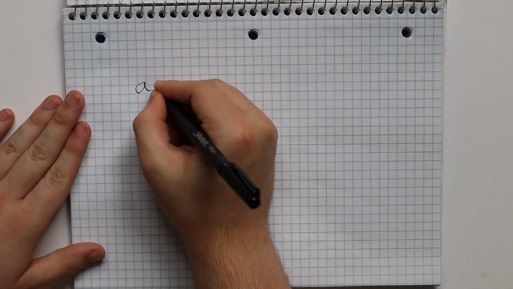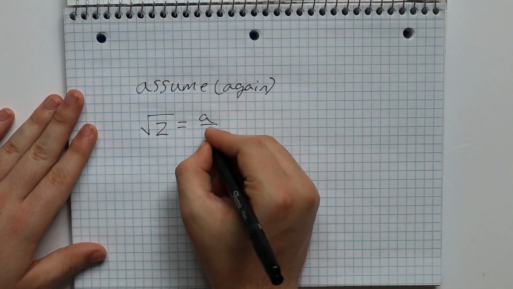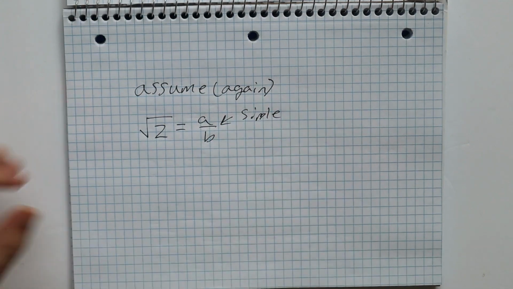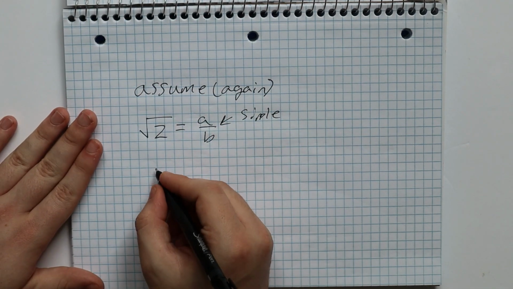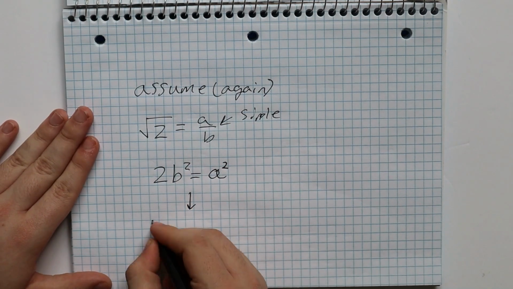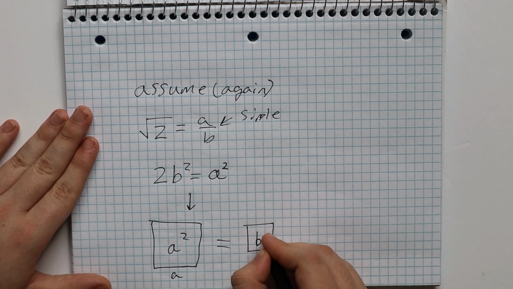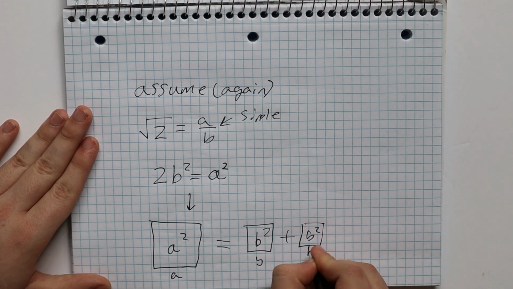Now on to the geometric proof. Let's, as we did the last one, assume that the square root of 2 can be described as the ratio a divided by b. This also means that a squared is equal to 2 times b squared, as we said before. Now we can look at this as literal squares, where the square with side length a is equal to 2 smaller squares with side lengths b.